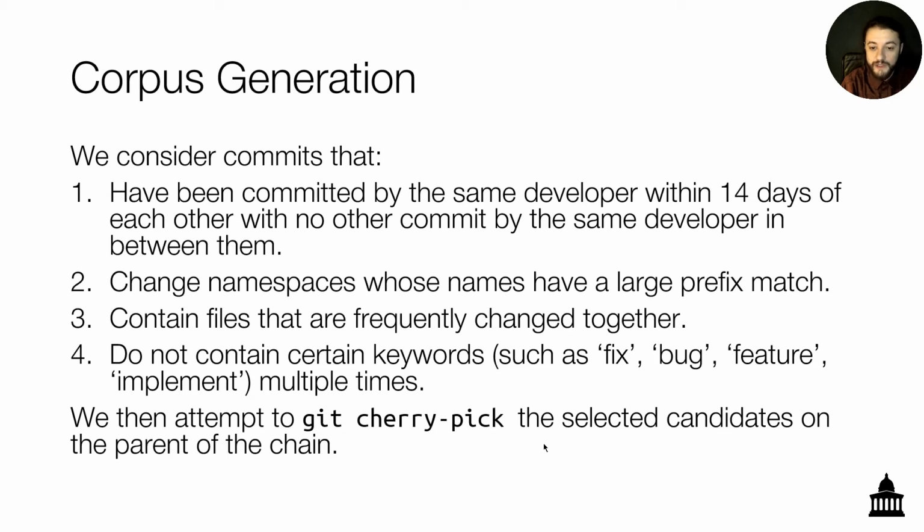Once we have our candidate commits, we attempt to git cherry-pick each commit in a chain onto the parent or the first commit in the chain. Not all such cherry-picks are successful, and even in the successful cases, we perform a post-processing run where we assess the number of surviving changes from each commit in the chain.